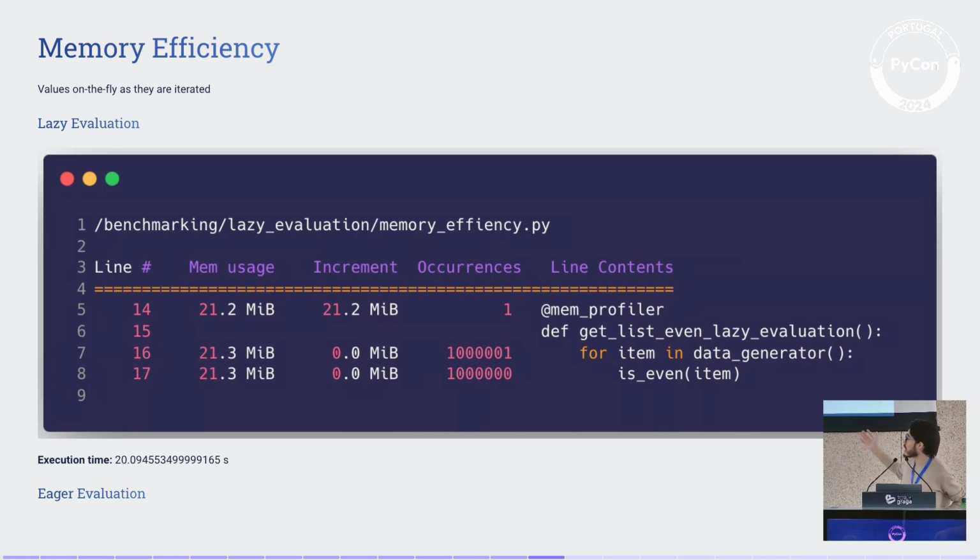I have a data generator that is generating numbers from 0 to 1 million and yielding them to be looped in a function that is going to check if every item is even or not. In this case, when we start execution, we have 21 megabytes being used, and when we start looping, nothing happens, right? We are not using extra data, we are not allocating anything in memory. It's just generating values on the fly and making them available for us to use in a loop. The execution time took like 20, 21 seconds if you round up.